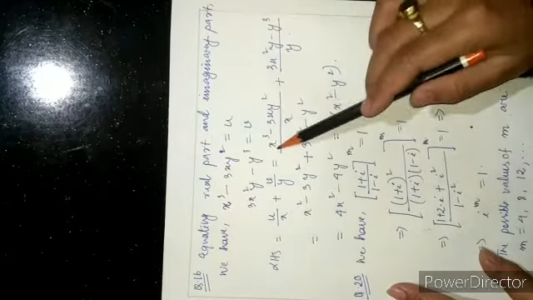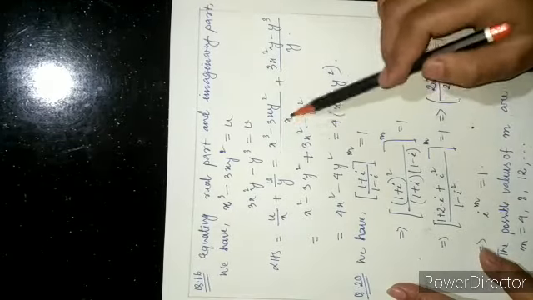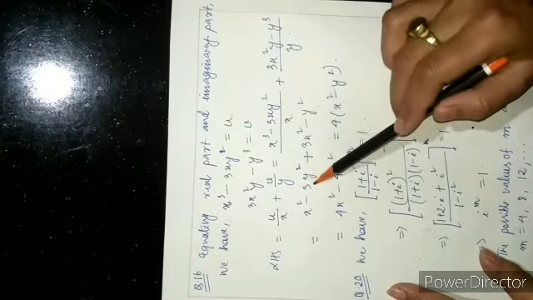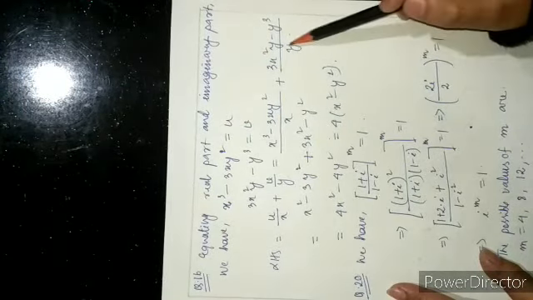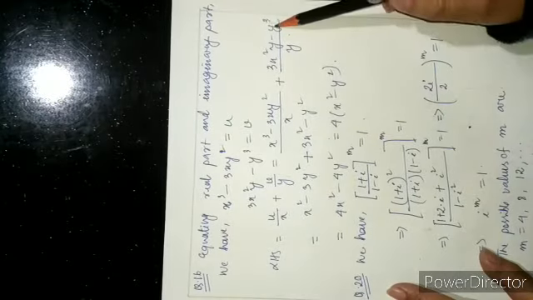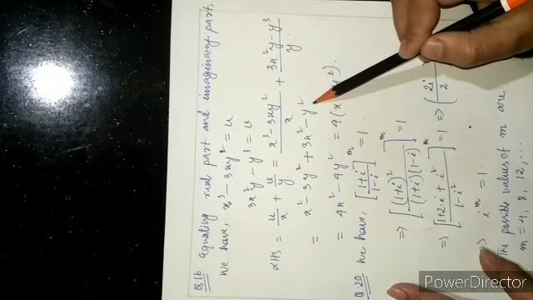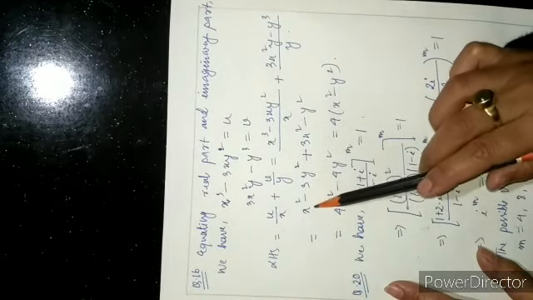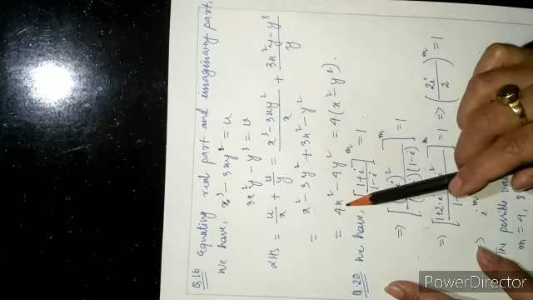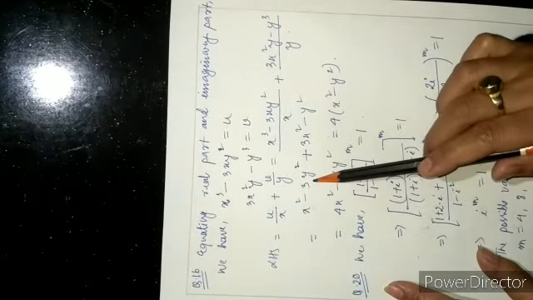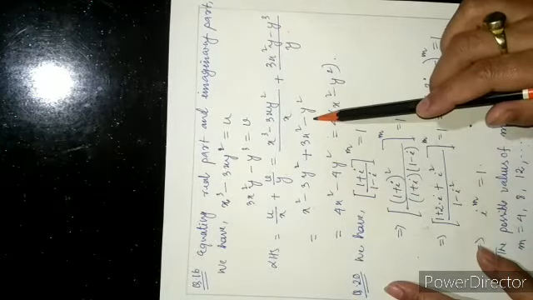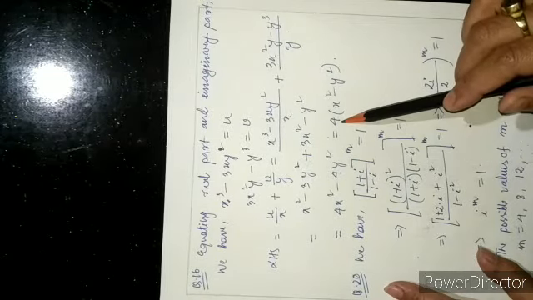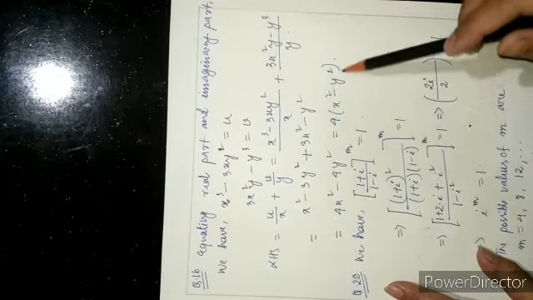Take common y and x, and divide. x³ divided by x is x². Then we get −3y². 3x²y divided by y is 3x², and y³ divided by y is equal to −y². Then find the sum of like terms: x² plus 3x² is 4x², and −3y² plus −y² is equal to −4y². Taking 4 common from these terms, we get 4 into (x² − y²).